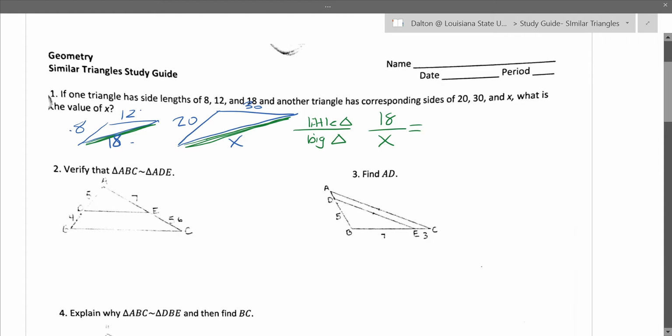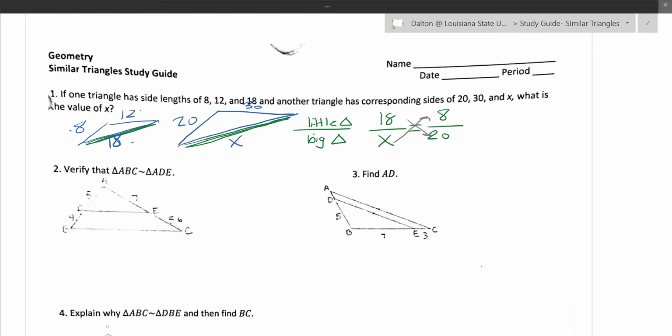And if these are going to be proportional to each other, then I need to choose another little triangle measurement. It doesn't matter which one, I'll just choose 8. 8 corresponds with 20. And the other sides, 12 and 30, are just extra information. You don't need that. You only need two ratios. Then from here, we can cross multiply to solve.